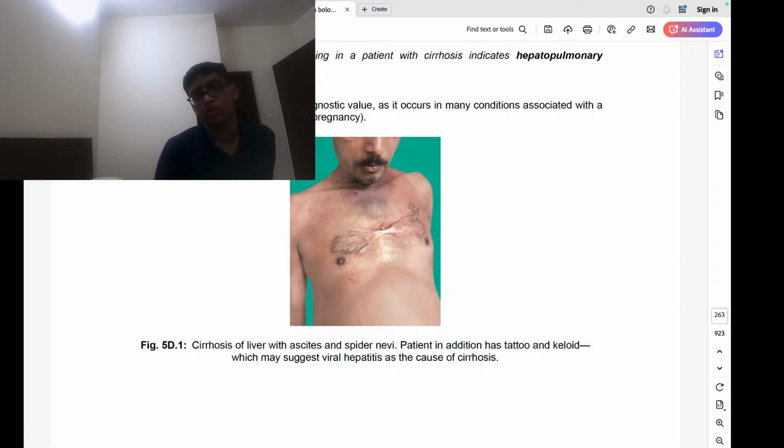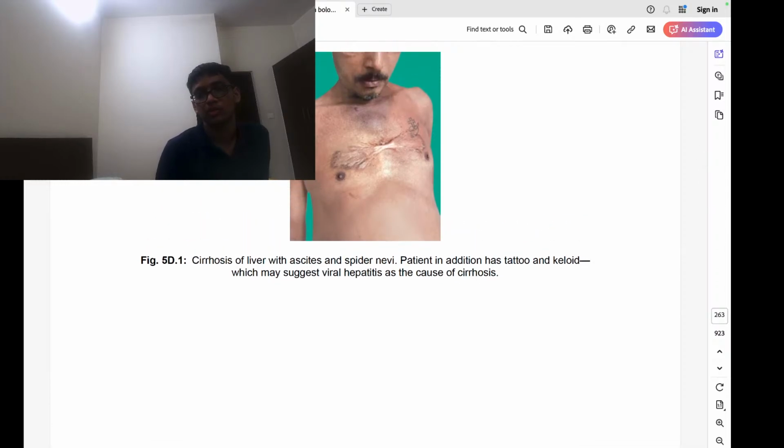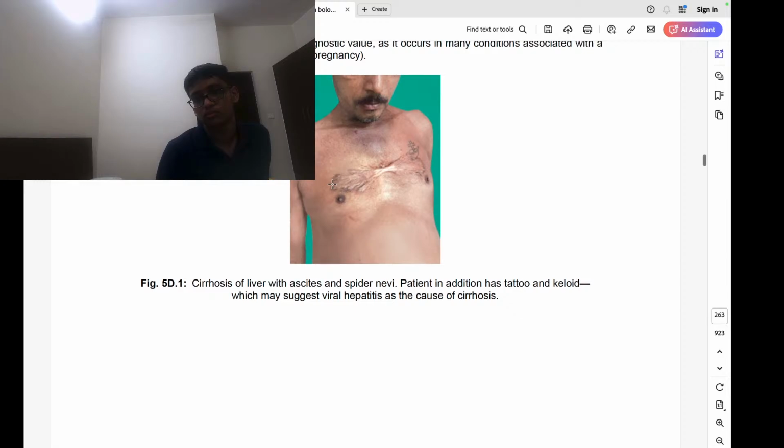Then you have palmar erythema. It is seen early, but it is of limited diagnostic value as it occurs in many conditions associated with hyperdynamic circulation, for example normal pregnancy also. Cirrhosis of the liver with ascites and spider nevi. The patient in addition has a tattoo and keloid. There's a tattoo here and this is a keloid, which may suggest viral hepatitis as a cause of cirrhosis.